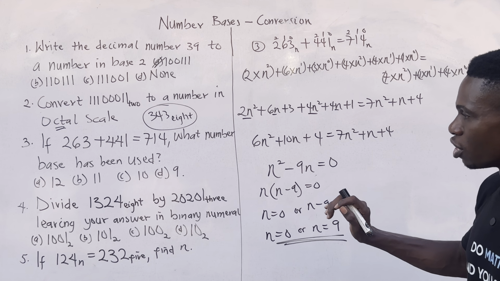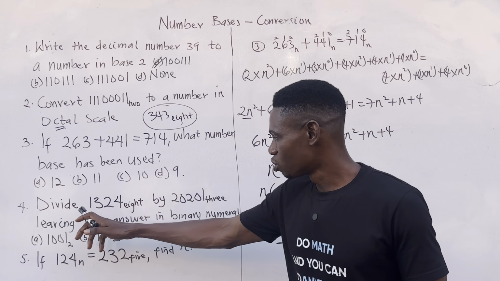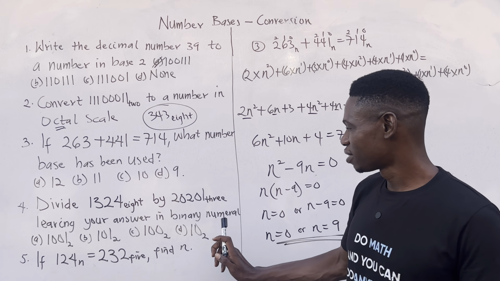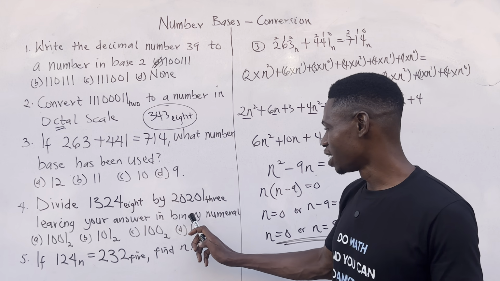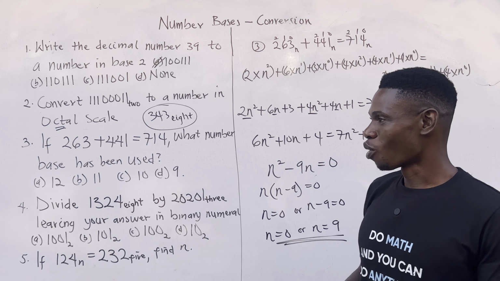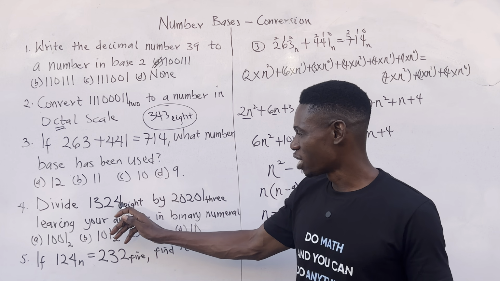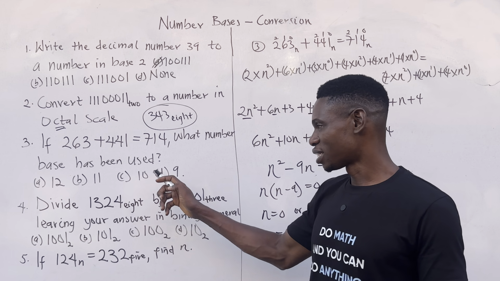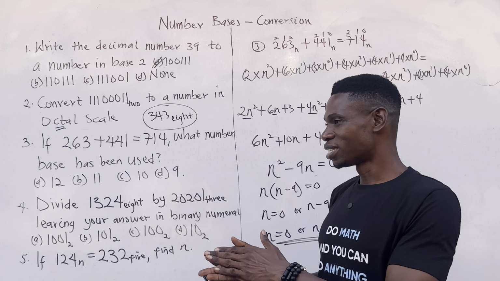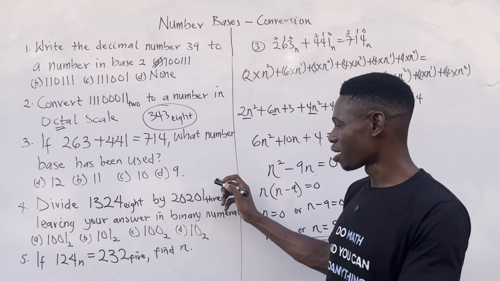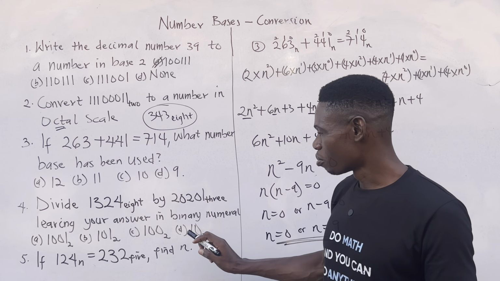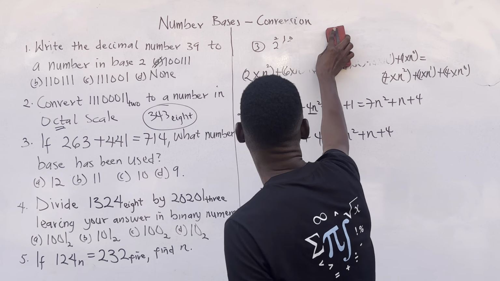So that's number 3. So for number 4, we have to divide this by this. Remember, the bases are different, and we're leaving our answer in binary. So what we can do is convert this to base 10, convert this to base 10, divide them in base 10 with your calculator, your normal division, and in the answer, we convert it to binary. So let's go.